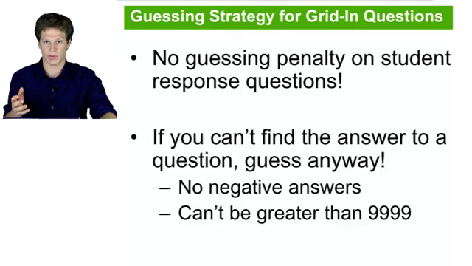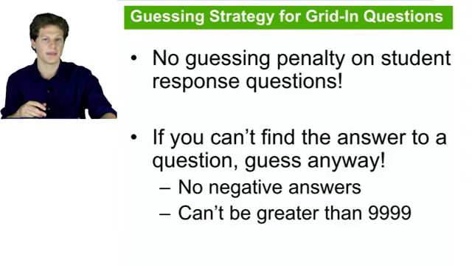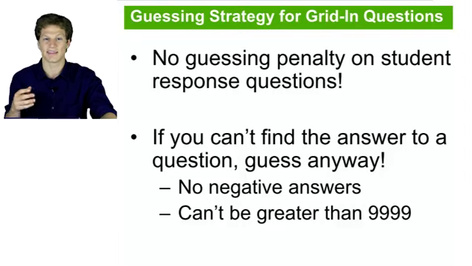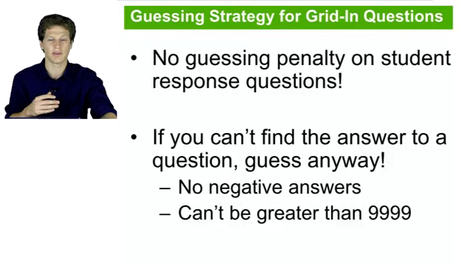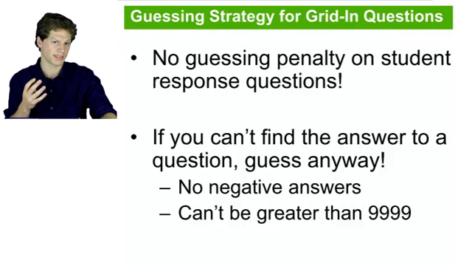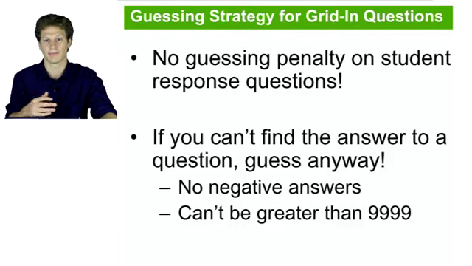And on student response questions, or grid-in questions, there is no guessing penalty. So even if you can't solve for the value requested on a student response problem, just guess anyway. You might get lucky, and there's no penalty, so it's in your best interest to do so. Also, there are no negative answers allowed in this section, so if you come up with one, go back and recheck your work. The same applies for answers which are larger than 9,999. Since those answers would require more than 4 digits to represent, they are also not possible as answers on this section.